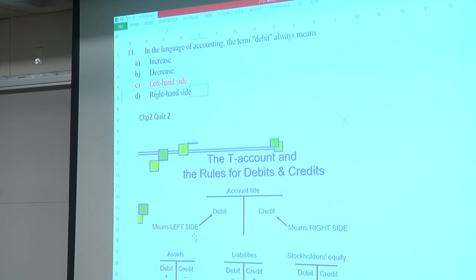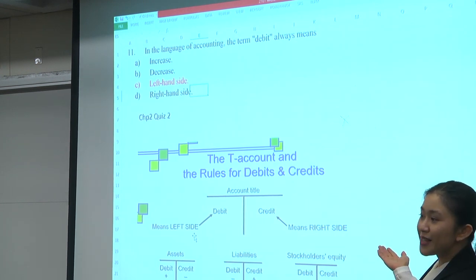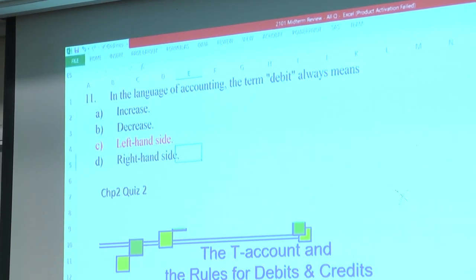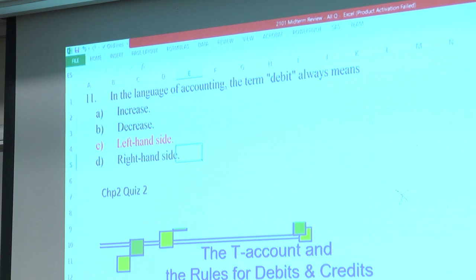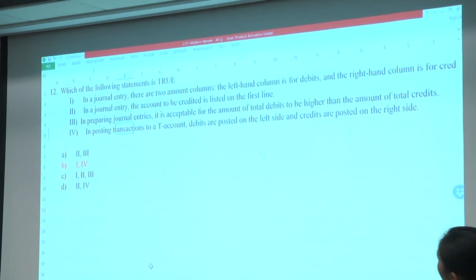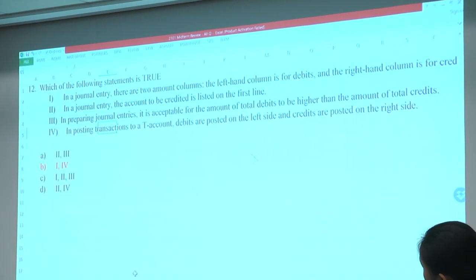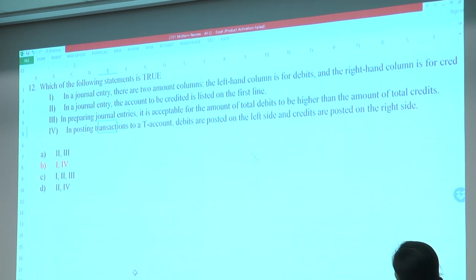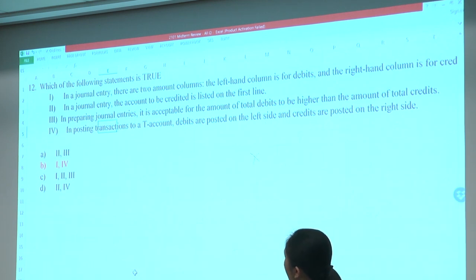Next question. Well, we talked about it before, right? Debit only means left-hand side, the T account's left-hand side, and I just provided it here. Question 12. Which of the following statements is true? First, in a journal entry, there are 2 amount columns. Left hand is for debit, right is for credit. That's just basically question 11.